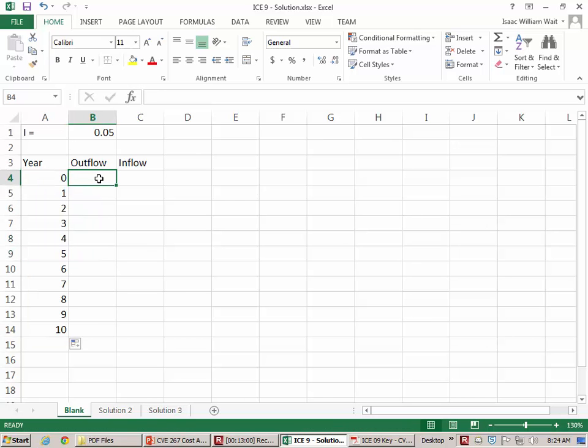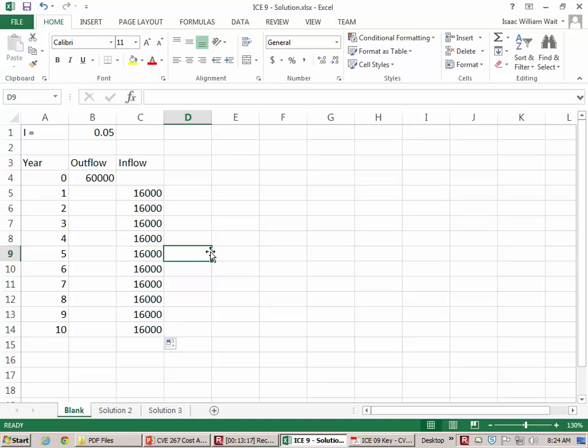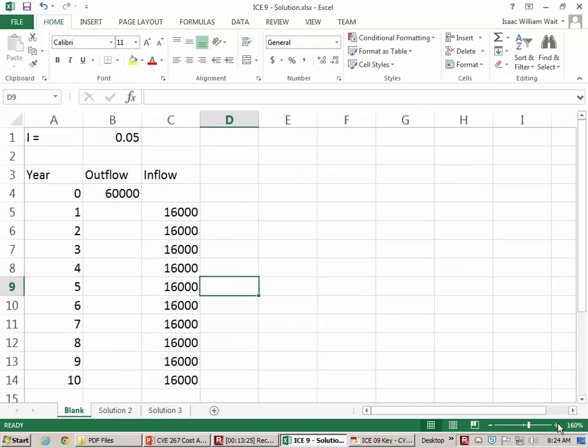And it's only in this first year that we have a 60,000 outflow. And then the inflows here are 16,000. And if we just drag it down, it avoids having to type it all the extra times. So we've made a tabular version of the cash flow diagram so far. We don't have to write the units like dollars or dirhams.